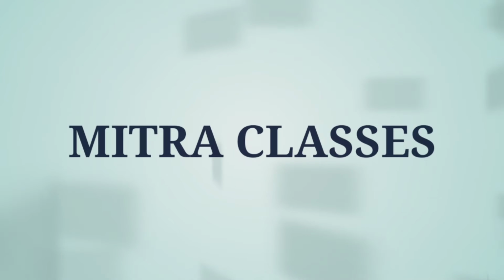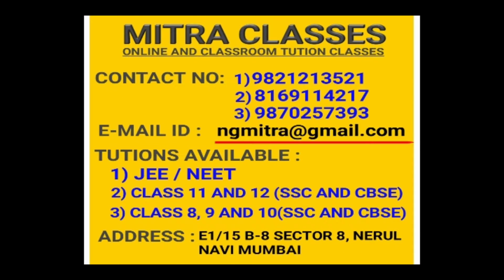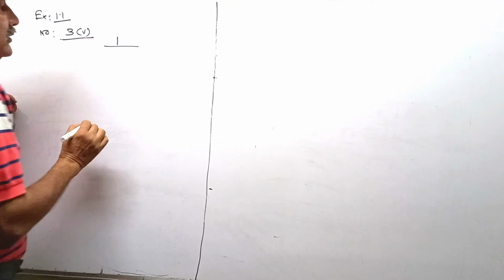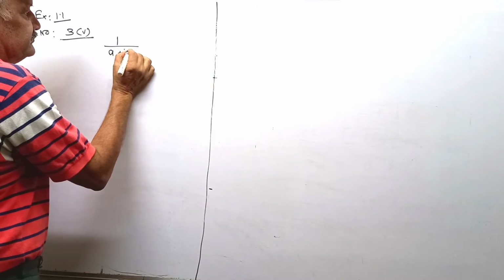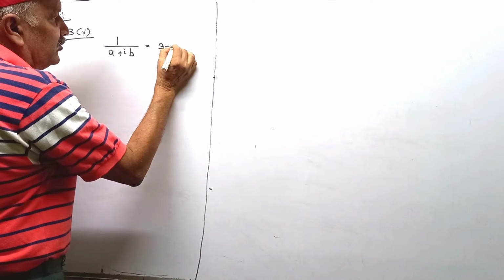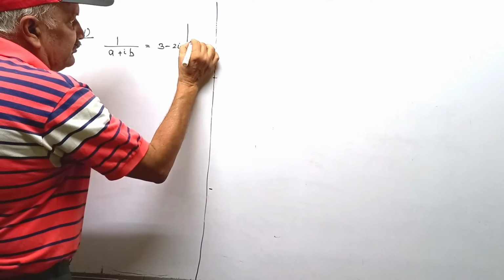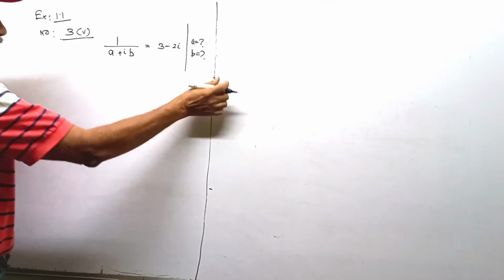Welcome to Mitra classes. In this video, we are going to solve some selected problems from the chapter Complex Numbers, exercise 1.1 of standard 11. We have a plus ib equal to 3 minus 2i over... What is the value of a? What is the value of b? And we have to find out.